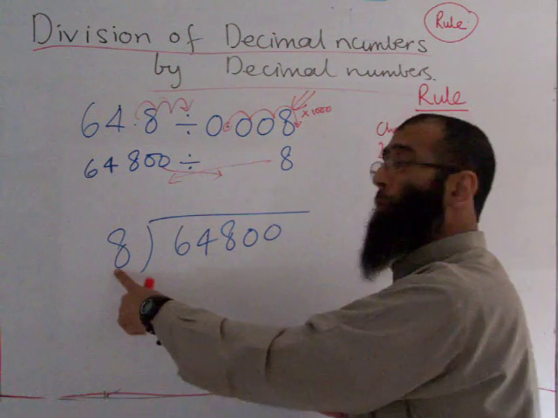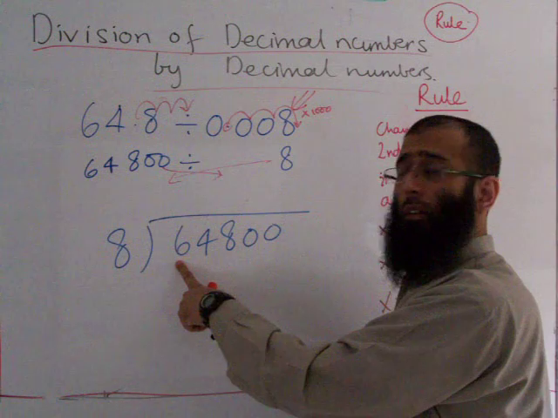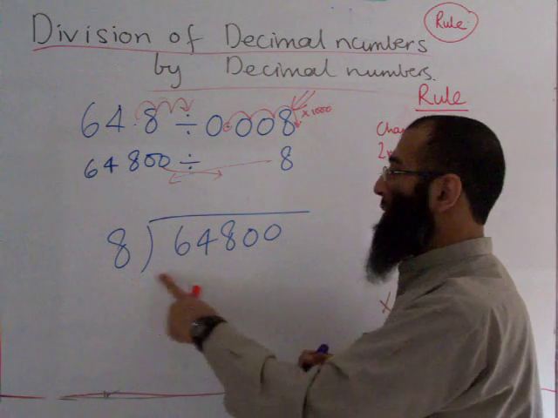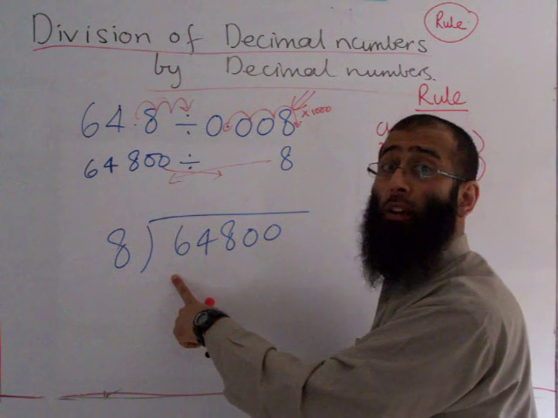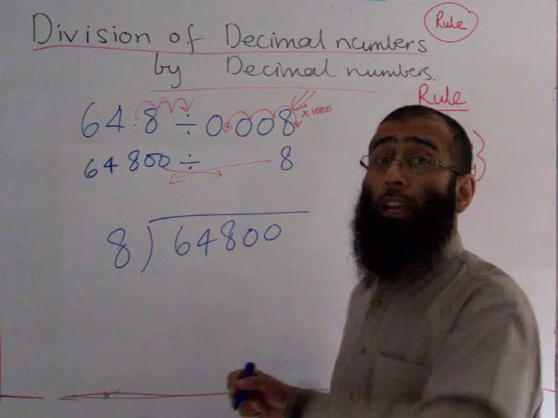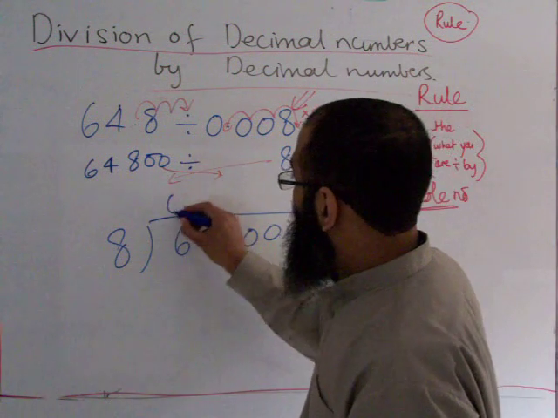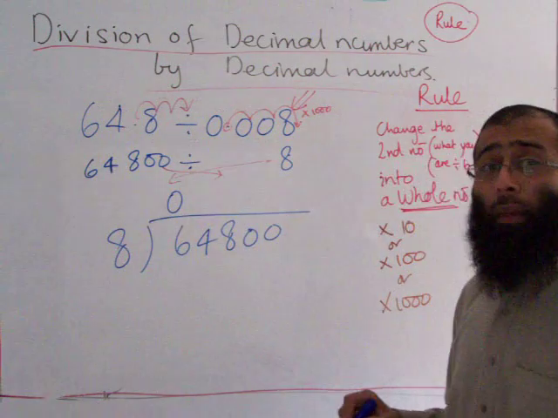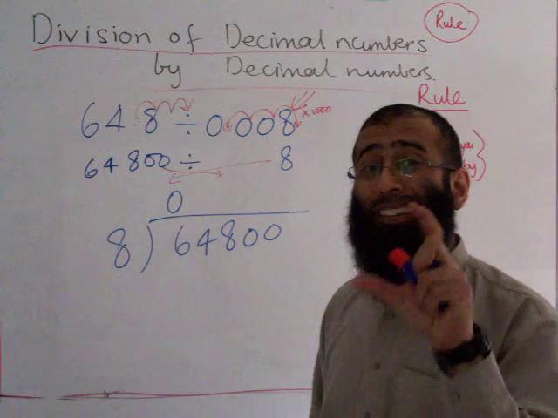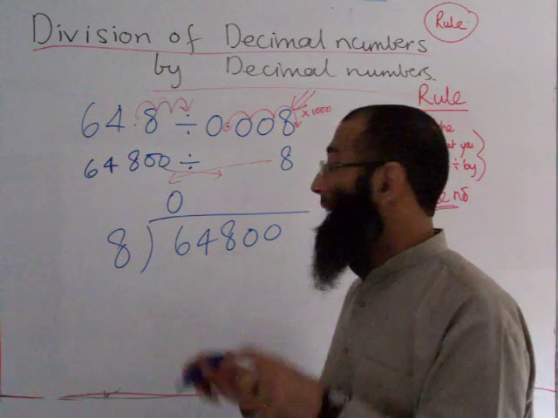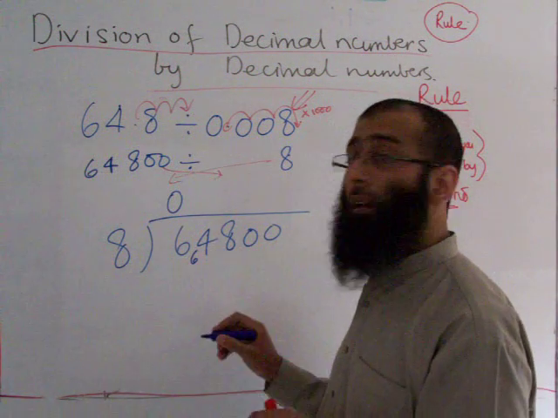So we say, how many 8s will fit into 6? I want to make a group of 8 from 6, and the answer is no, I can't do that. I don't have enough. And in no, we have an O. Because you can't make a group of 8 from 6, the whole number 6 becomes a remainder. It passes on to the next number.